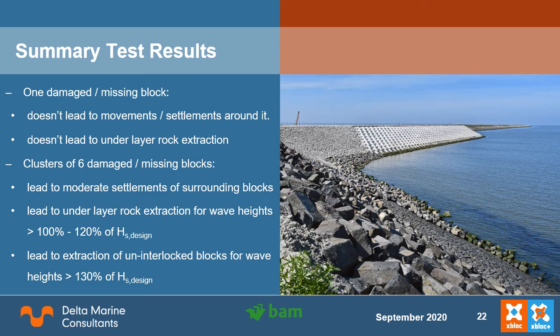But if you look at the clusters of 6 damaged or missing blocks, we can see that they lead to moderate settlements of the blocks that are surrounding the damaged areas. And they also lead to underlayer rock extractions. And this occurs typically for waves above 100 or 120% of the design wave height. And we also see that these clusters lead to extraction of an uninterlocked block for wave heights above 130% of the design wave height.